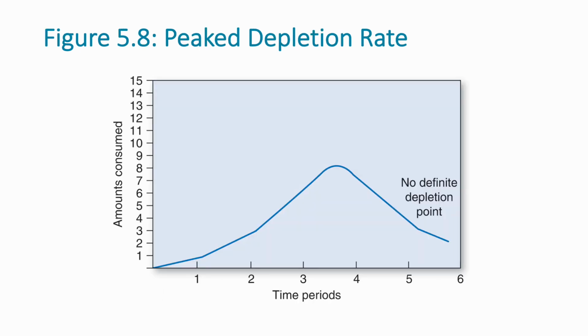So here with the peaked depletion rate, we see it going up over a period of time, and then as the consumption of resources starts to slow down, there's no definitive depletion point. We start slowing down our use of it, and then ultimately we choose another resource because this resource becomes scarce, or becomes too expensive, or we find new technologies that enable us to use something else.